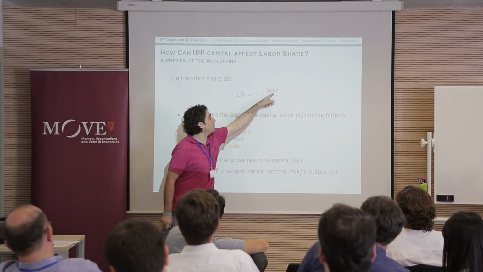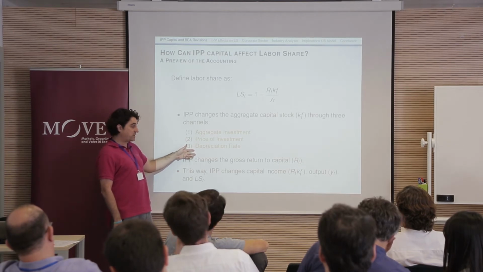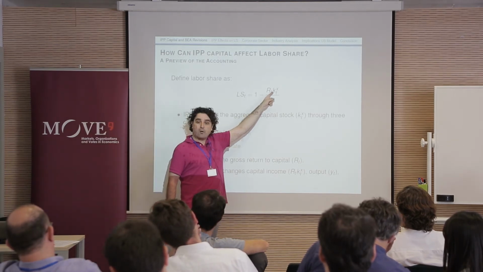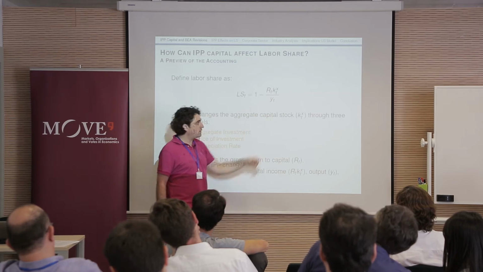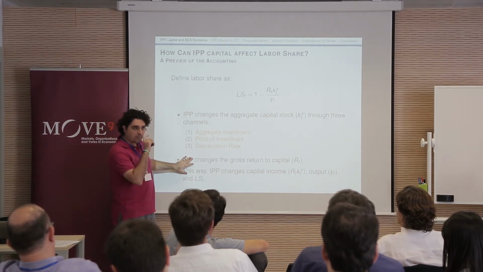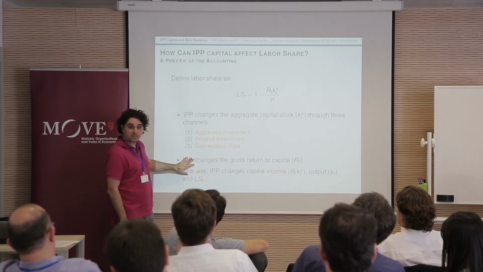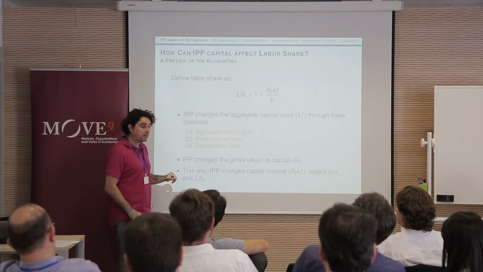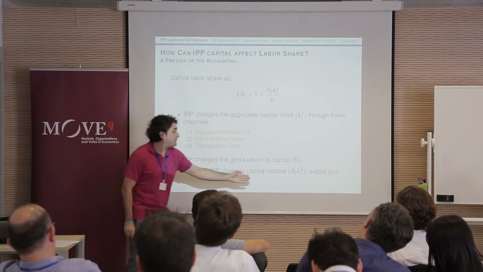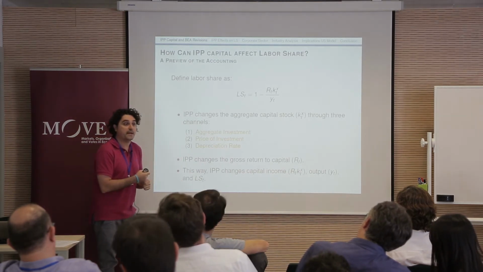So that's going to change the stock of capital. It's going to change the price of investment, and it's going to change the depreciation rate. These three are going to affect how fast K accumulates. Now, the interest rate, the rate of return, is also going to be affected by prices and depreciation rates through the standard investment model. And what that means is that the capital income is going to be affected by APP, and therefore output is going to be affected by APP.